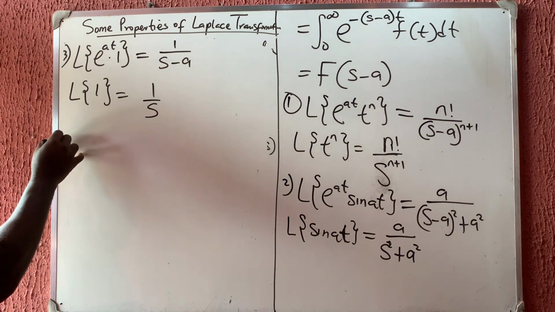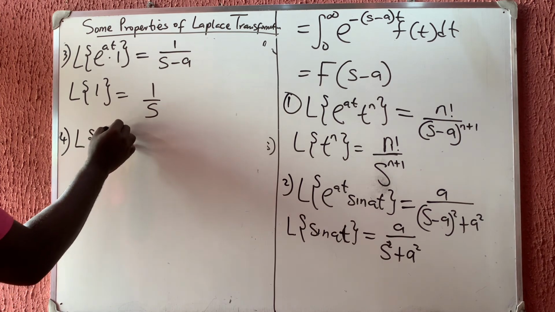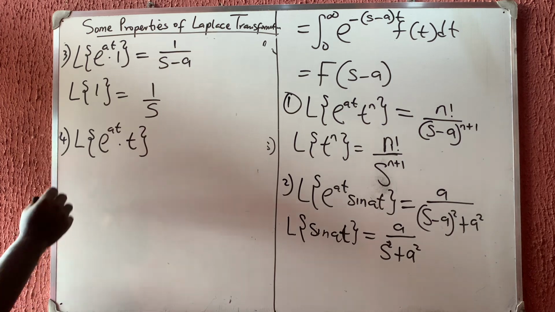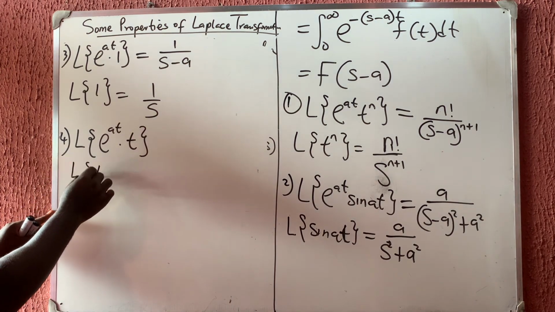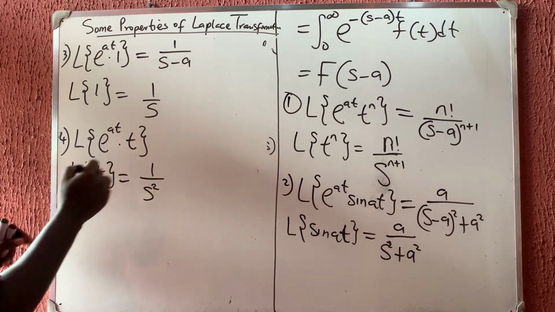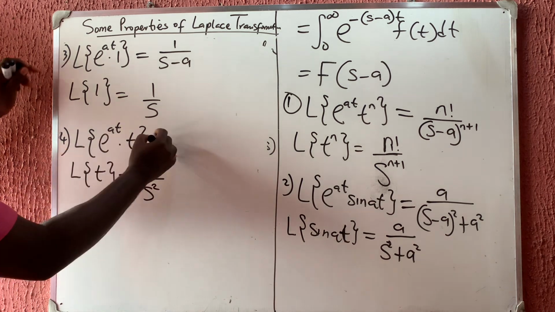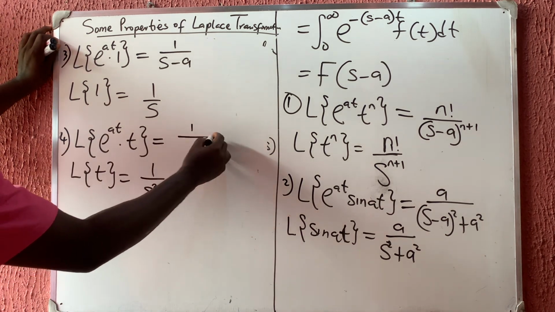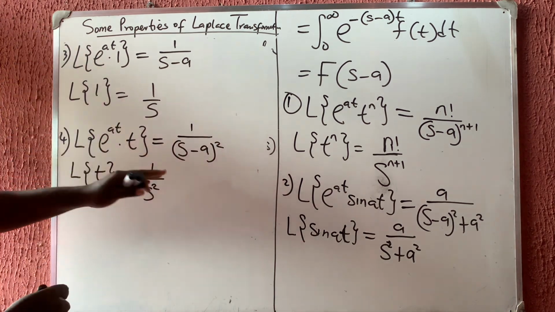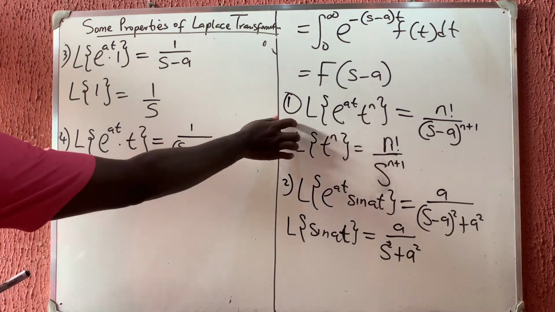Don't forget. Then number 4, if we now have the Laplace transformation of e raised to power at multiplied by t, what do you think it will be? Normally, the Laplace transformation of t should give us 1 over s squared, right? So this one will now give us 1 over (s minus a) all squared. It's from this concept that we got this number 1 I wrote here.